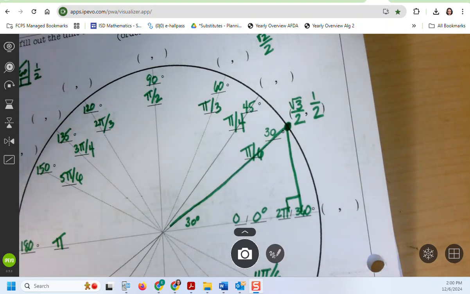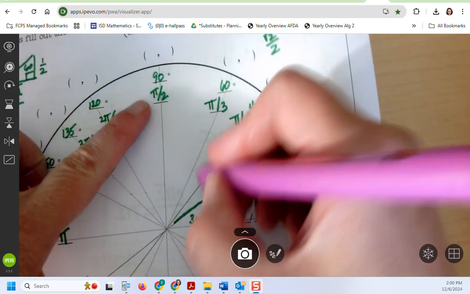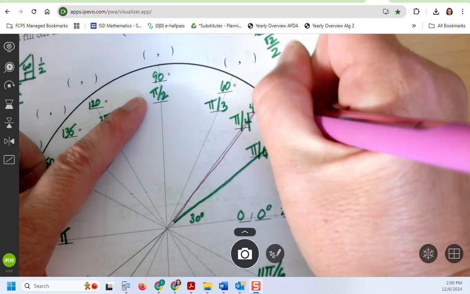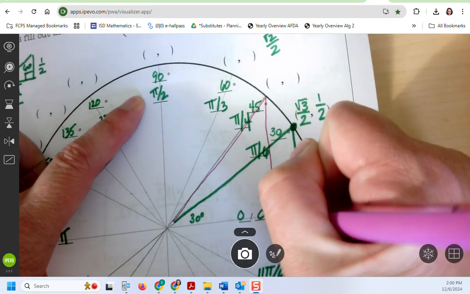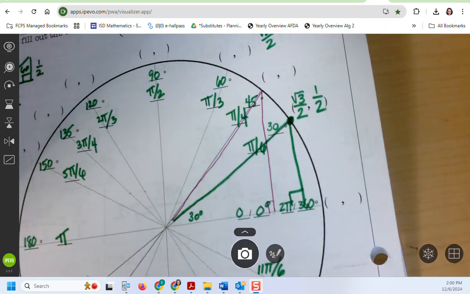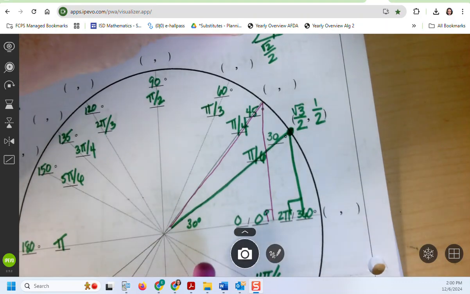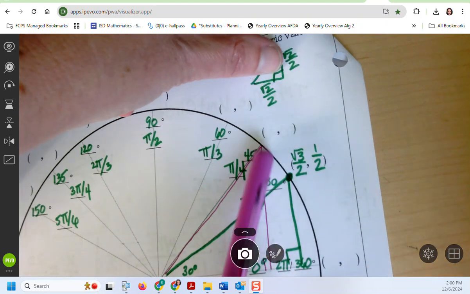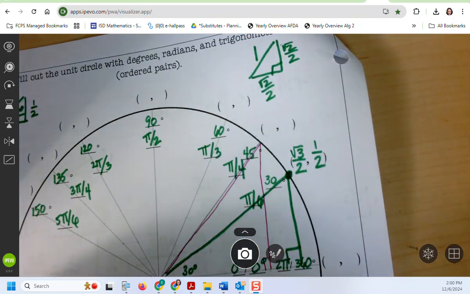For 45 degrees, you could draw that triangle too. But like I told you, the more triangles you draw, the bigger a mess your circle is going to become. But here's my other triangle. I'm drawing it in pink here. Okay, that's my 45, 45, 90 triangle. The x-coordinate is √2/2, and the y-coordinate is also √2/2.